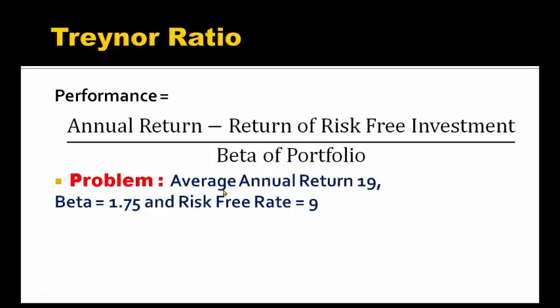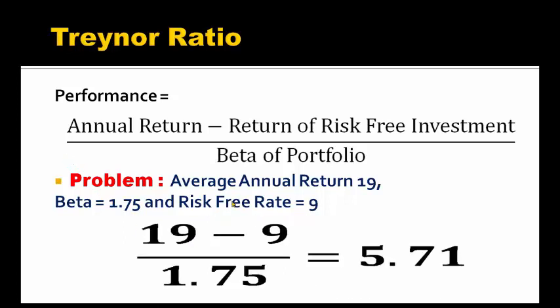Okay, what is the problem? Average annual return 19, beta 1.75, and risk-free rate is equal to 9. Average annual return 19 minus risk-free rate 9 divided by beta of portfolio 1.75. What is the result? 5.71 as per the Treynor ratio. This is the result of performance of the mutual fund as per the Treynor ratio.